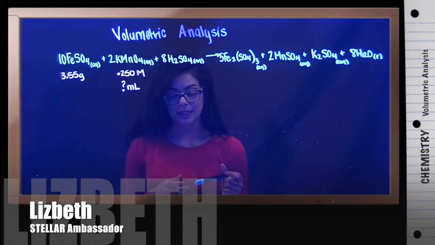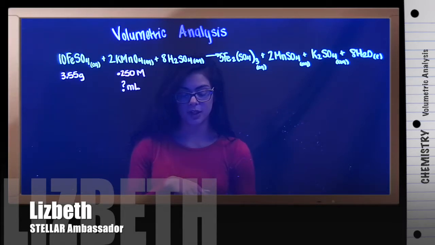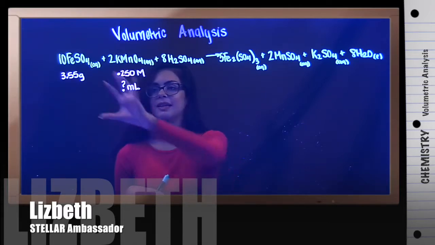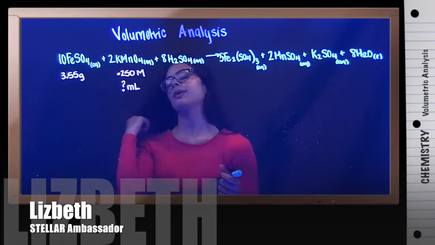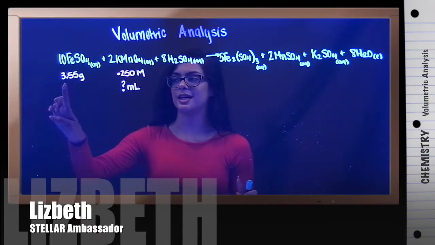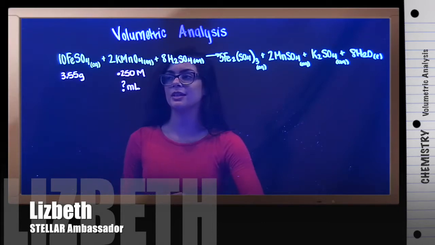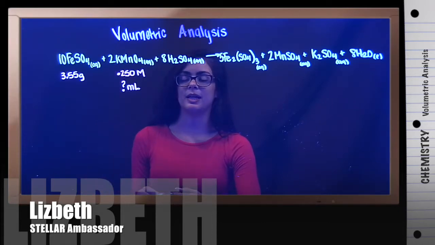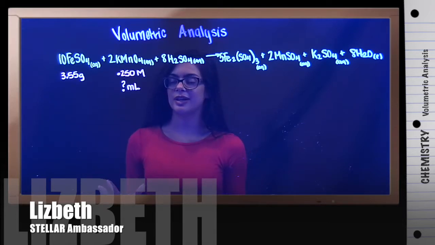It says, how many milliliters of 0.250 molar potassium permanganate are needed to react with 3.55 grams of iron(II) sulfate? The reaction is as follows, and then they give you this reaction. So I went ahead and wrote down our givens. They told us that we had 3.55 grams of iron(II) sulfate and that our molarity for potassium permanganate was 0.250. And we were trying to find the volume of this.